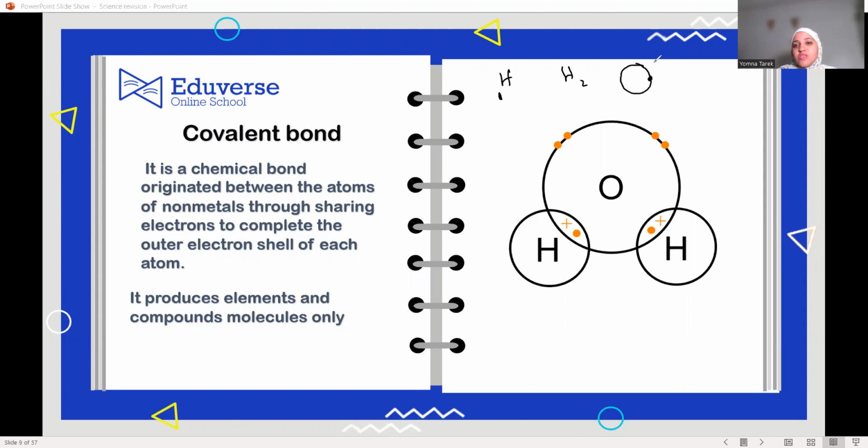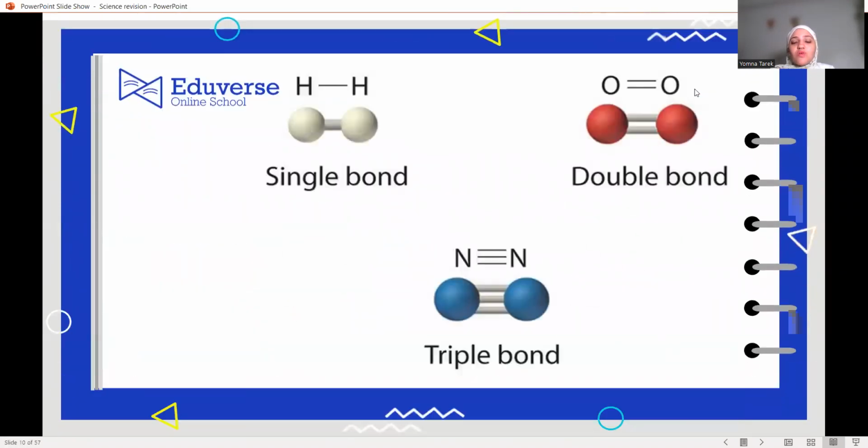Here, 1 here, and 1 here. Now we have 2 electrons shared by both of them. Now we have something else. We have different kinds of covalent bond. First, we have single covalent bond. What is single covalent bond?